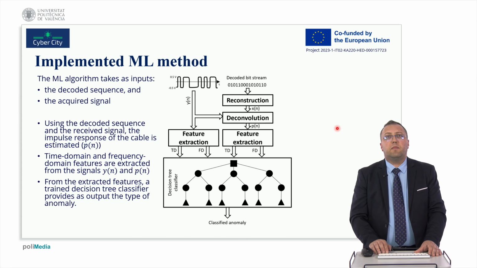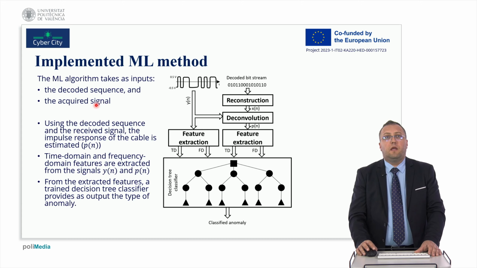Regarding the implemented machine learning method, the algorithm takes as inputs the decoded sequence, the decoded bit stream, and the acquired signal. The signal is acquired by the oscilloscope, and the sequence is decoded by the receiver circuitry. Once we have these available, the decoded sequences are used to obtain the impulse response of the cable, which is estimated and denoted by p of n.